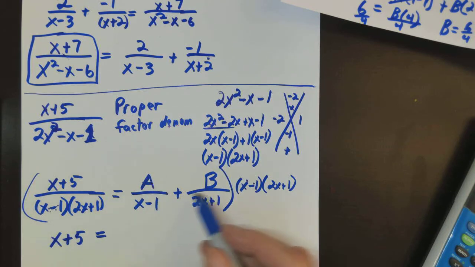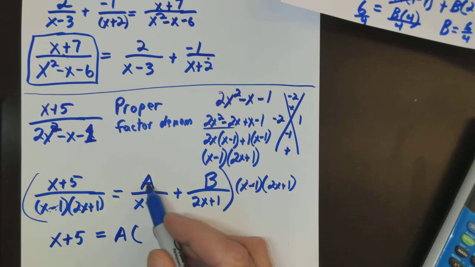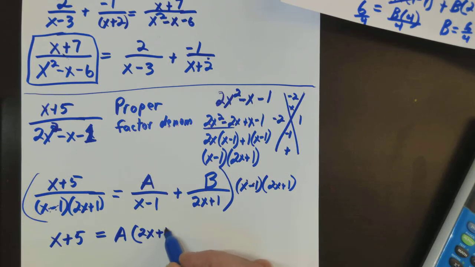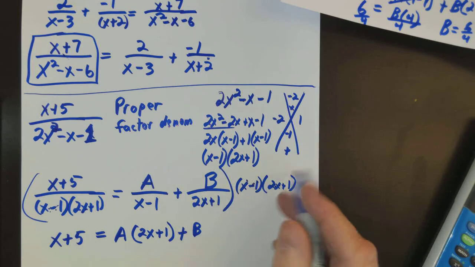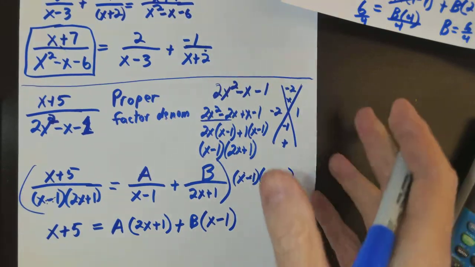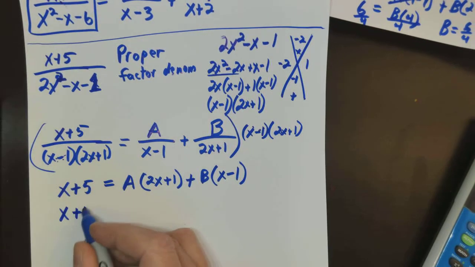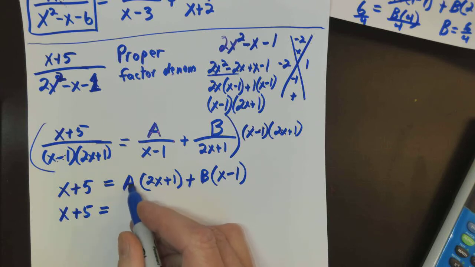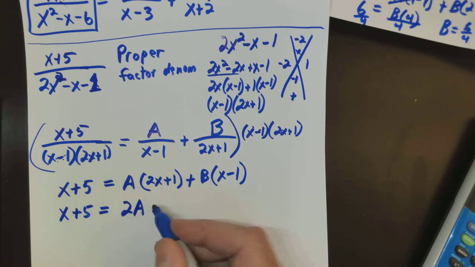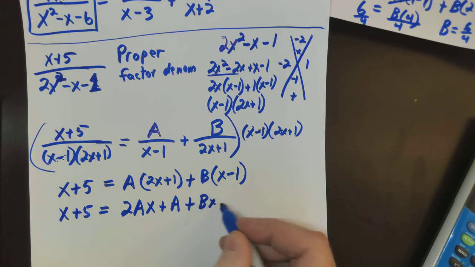Now the a over x minus 1, the x minus 1's would cancel, so the a would be multiplied by 2x plus 1, and the b, the 2x plus 1's would cancel if I multiply through, b times x minus 1. So let me distribute that. X plus 5, and I've got a times 2x. I'm going to write that as 2ax plus a plus bx minus b.